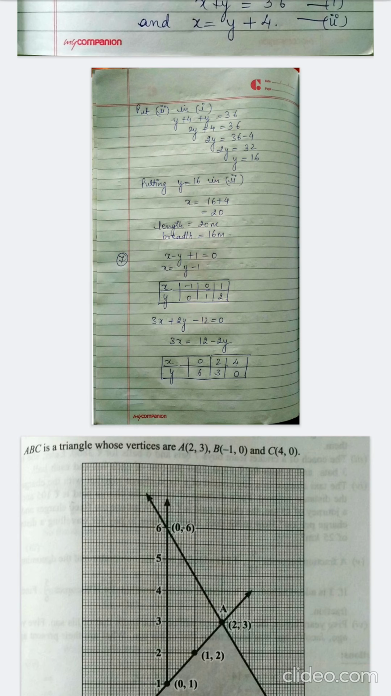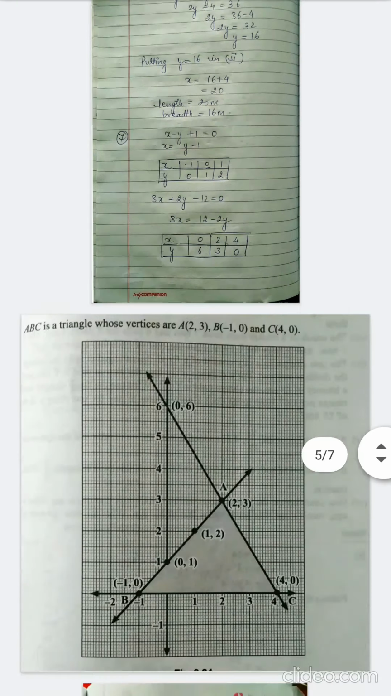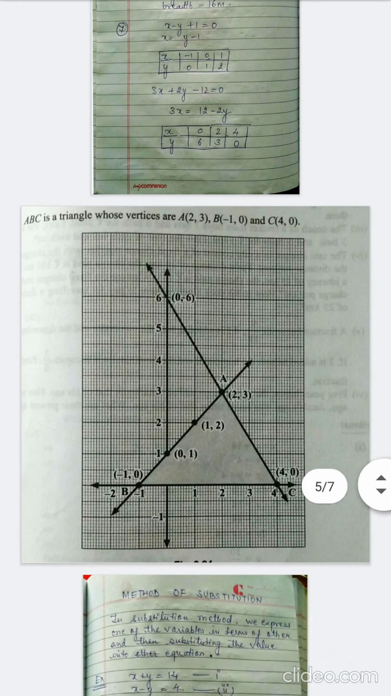Similarly, in the second equation, by putting the value of x as 0, 2 and 4, we get the value of y as 6, 3 and 0. The two lines are formed and the triangular area is covered, right? Here we can see triangle ABC is formed with vertices 2, 3, minus 1, 0 and 4, 0, right? This is the required triangular area.